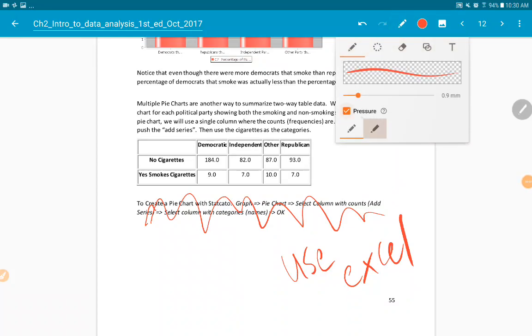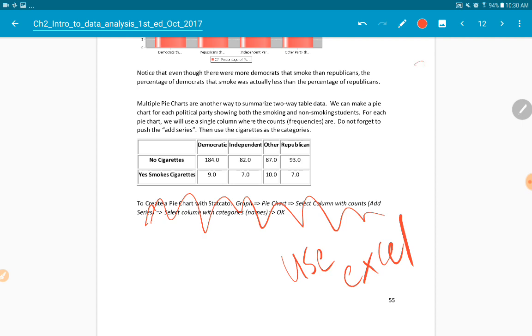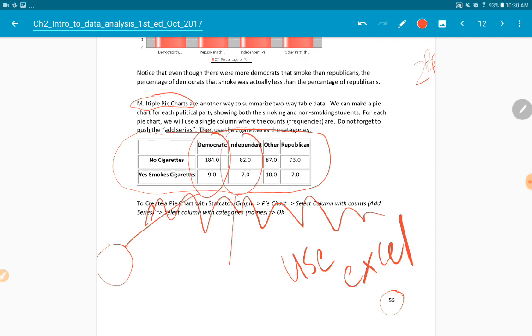In section 2B, on page 55, we are given this table, and we're introduced to the idea of using multiple pie charts to summarize two-way table data. And what I want to emphasize here is that we're using multiple pie charts because each of these columns is going to be its own pie chart.